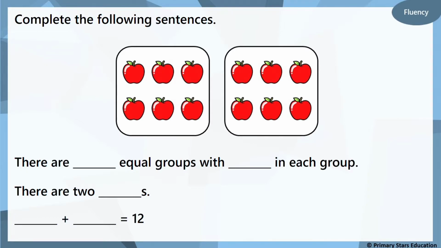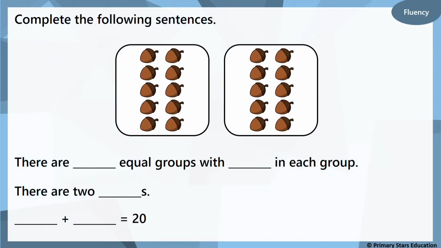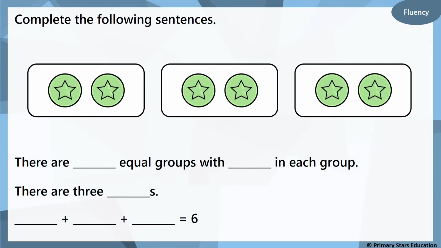Are you ready? Say it with me. There are 2 equal groups with 6 in each group. There are 2 6s. And if we can see that, we know that 6 add 6 is 12. Pause the video. Are you ready? Okay. There are 2 equal groups with 10 in each group. There are 2 10s. Hopefully you can see that 10 add 10 equals 20. Pause the video.